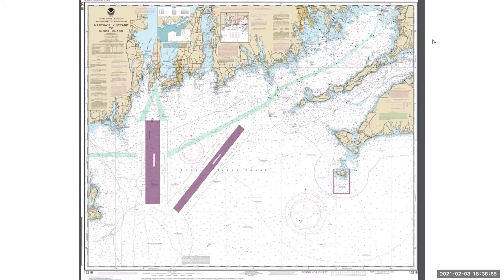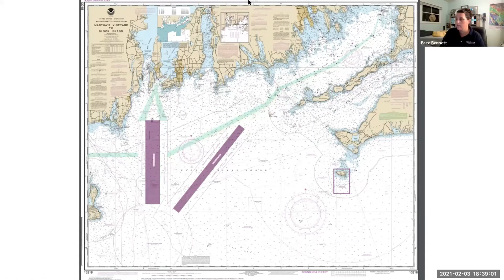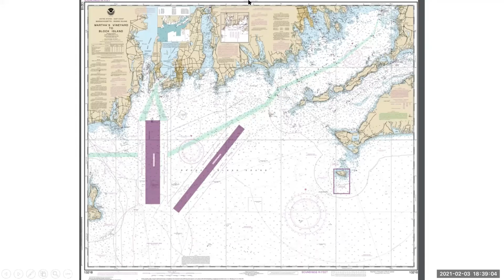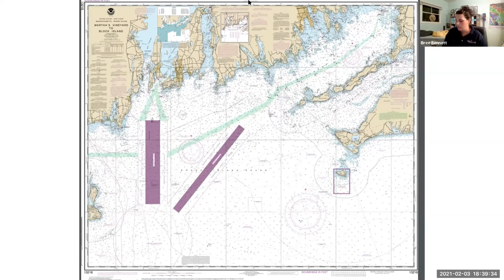Hey, Bree, this is Carol Suzuki. I had a quick question on the homework. Yeah, go ahead. So in assignment 4, question 4, what is the course direction from Gayhead Light to Brenton Reef Light? I think I was having trouble identifying Brenton Reef Light. I had noted this to ask you about it. I was assuming that was a lighthouse, but maybe it's not. Maybe that was my confusion.